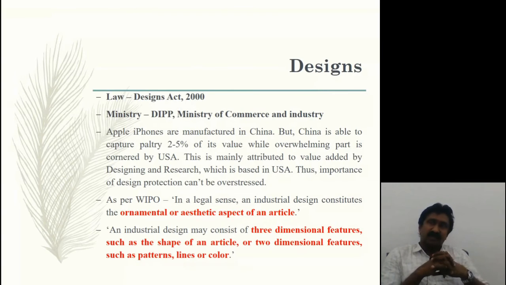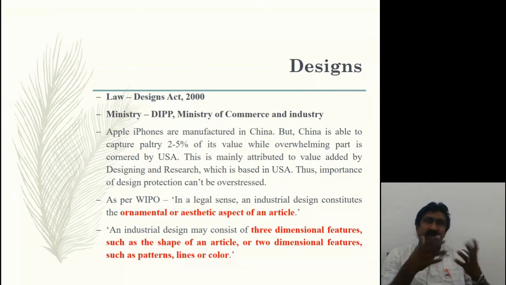An industrial design may consist of three-dimensional features, such as the shape of an article, or two-dimensional features such as patterns, lines, or colors. So these all come under it. An industrial design may consist of the shape and size of the article or product, or two-dimensional features such as the various drawings, lines, or color of the product. All these things are part of the designs.